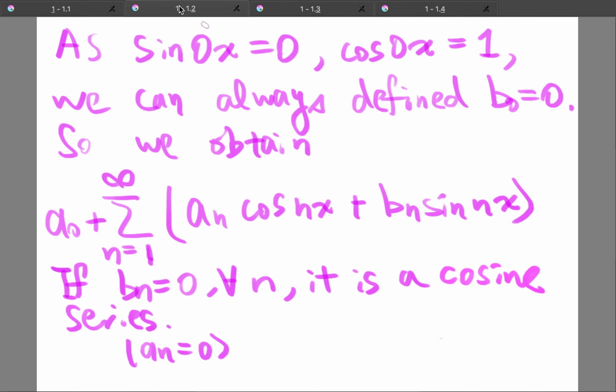So, as sine 0x is 0 and cosine 0x is 1, we can simply define b_0 as 0. So we obtain that the trigonometric series becomes like this form. And if b_n is 0, then it is called a cosine series because the sine term vanishes. And similarly, if a_n is 0 for all n, we call this series a sine series.